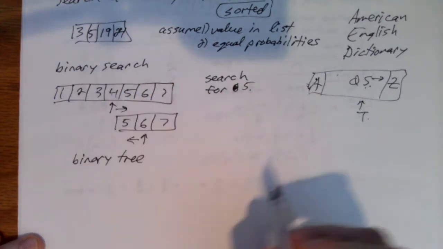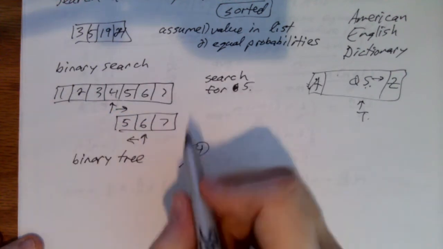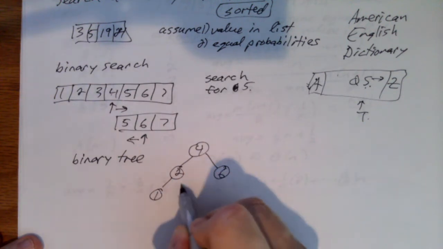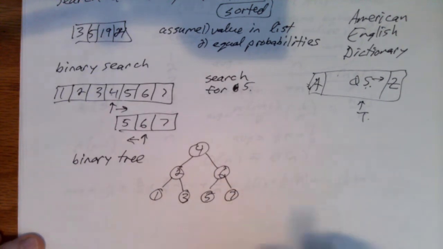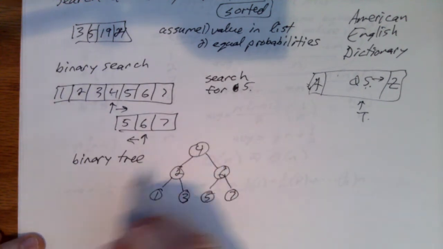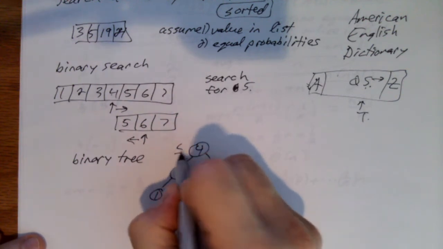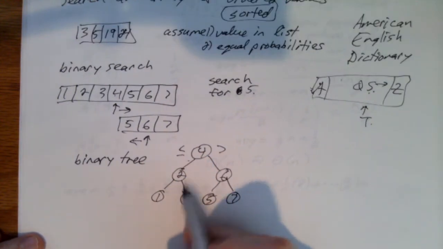We can think of this as being structured like this. 4, half of this side would be 2, half of this is 6, then 1, 3, 5, and 7. And so this tree here has what's called the binary search property. Everything to the left will be less than or equal. Everything to the right is greater. So all 3 of these are less than or equal to 4.